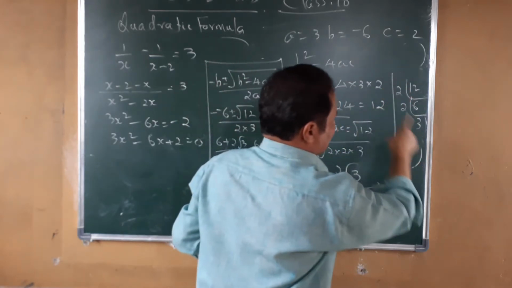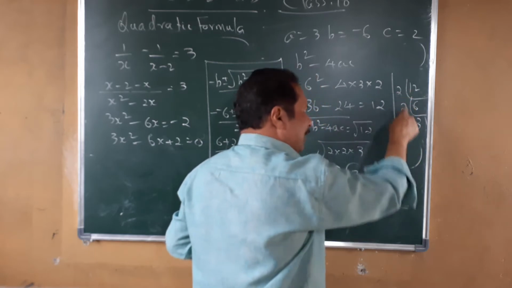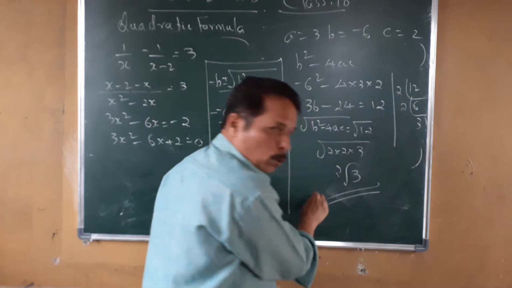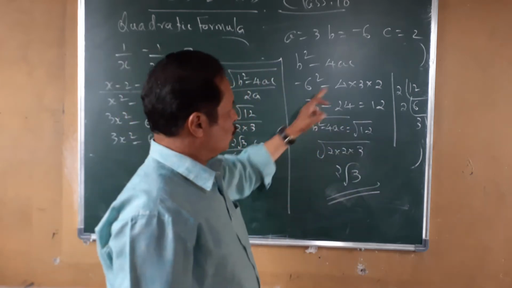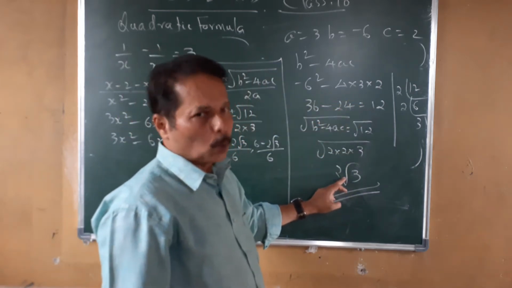By factorization, you get 12 equal to 2 into 2 into 3. One of the 2s is taken out, 2 root 3. That you already studied in 8th standard. So root 12 equal to 2 root 3.